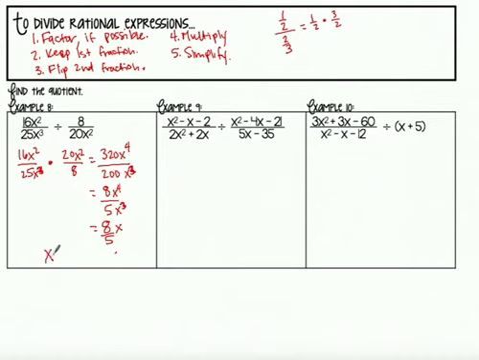My excluded value would be that x cannot equal 0 because the bottom of my fraction, before I reduced it, had x to the third in it. And so the only value that I would plug in there that would give me a 0 on the bottom of that fraction would be if I plugged in a 0.